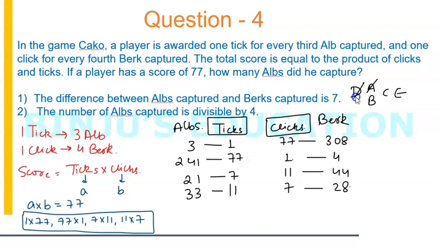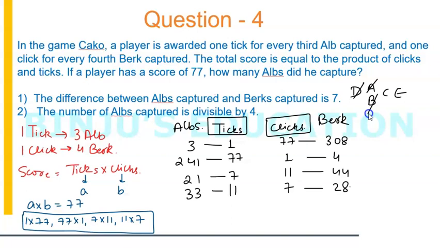Now the number of Alps captured is again not divisible by 4. Either you have 3, 241, 21 or 33, which means B alone is not sufficient. The difference between Alps captured and Berg's captured is 7, and the number of Alps captured is divisible by 4. Even if we combine these two, we still have nothing in common, because both these statements are not giving us any of the following options.